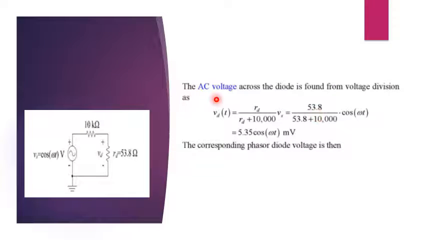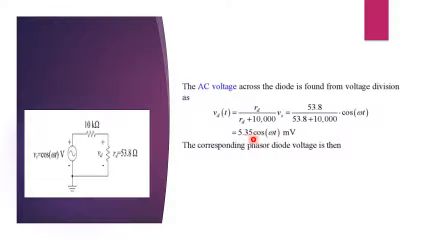Now the AC voltage, see, I have redrawn the circuit here. The AC voltage across the diode is found from the voltage division rule. So RD by RD plus 10 kilo ohms, into the signal Vs which you have applied. The magnitude of the signal is actually 1 only. So it is actually 5.35 cos omega t millivolt.